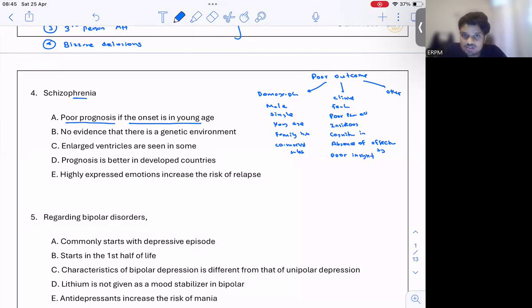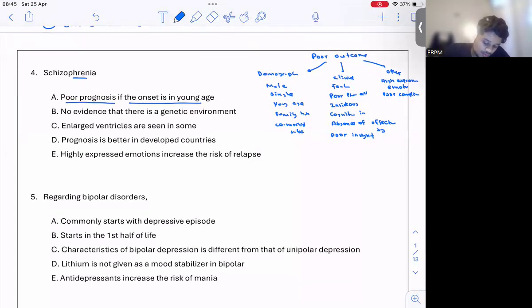Then other features, if there are high expressed emotions in the family, if there's poor compliance. So it's a very frequently asked MCQ about these poor prognosis factors of schizophrenia, right? Okay. Poor prognosis if the onset is in young age. That's true. That's common for any of these psychiatric disorders. Okay.